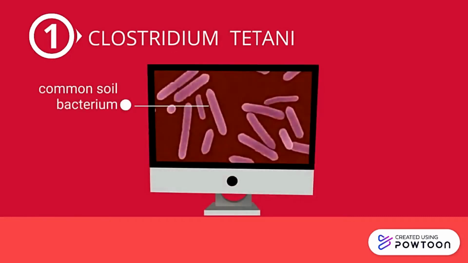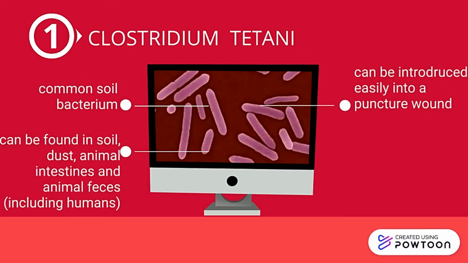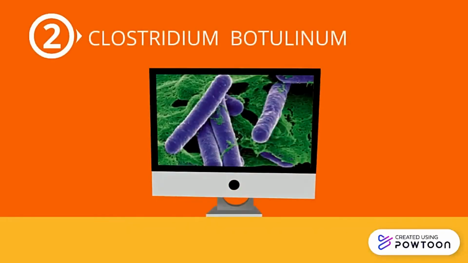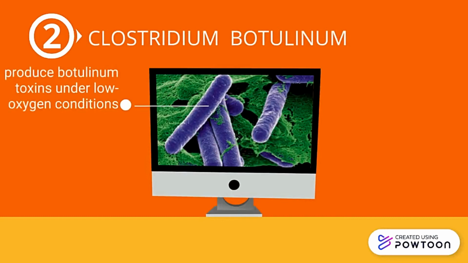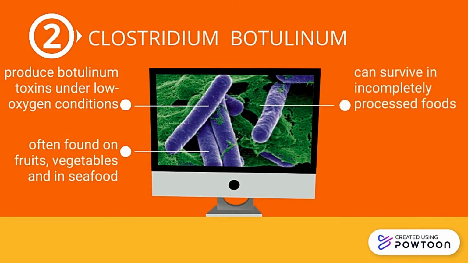Let's get started. Clostridium tetani is a common soil bacterium and can be found in soil, dust, animal intestines, and animal feces, including humans'. It can be introduced easily into a puncture wound and can cause tetanus. Clostridium botulinum can produce botulinum toxins under low oxygen conditions. It is often found on fruits, vegetables, and in seafood. It can survive in incompletely processed foods and can cause botulism.